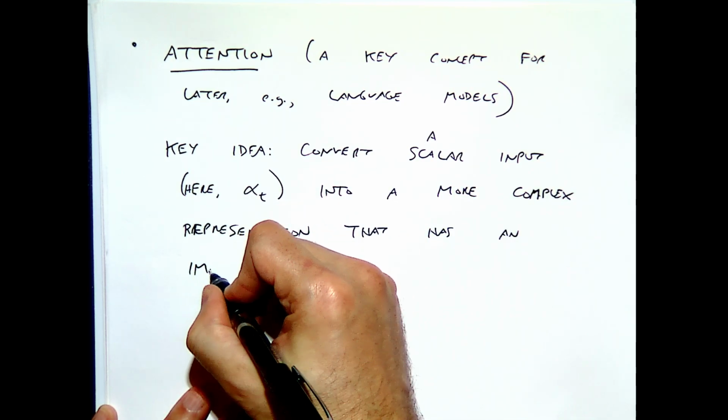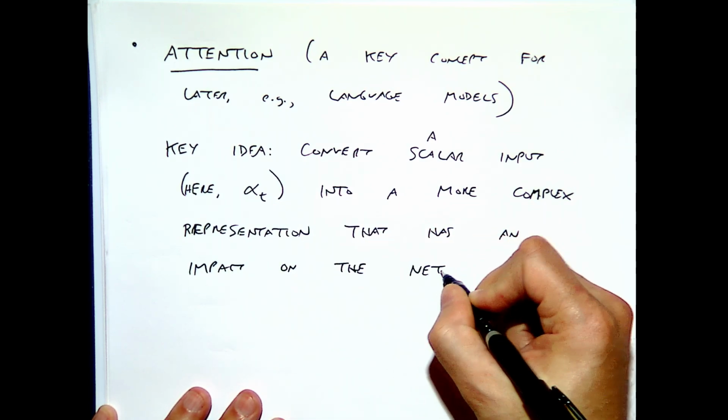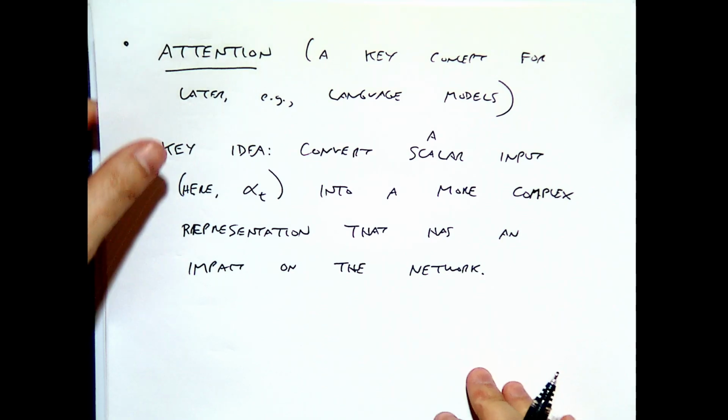So the idea is we want this alpha to really have an impact on the network. And so the popular way of doing this, which has become the de facto way, is using what's called an embedding. We talked already a little bit about the concept of an embedding in the world of VAEs and GANs. But there's a very particular embedding that has become popular for going from a scalar to some other dimension embedding. And the key idea is what's called a sinusoidal embedding.